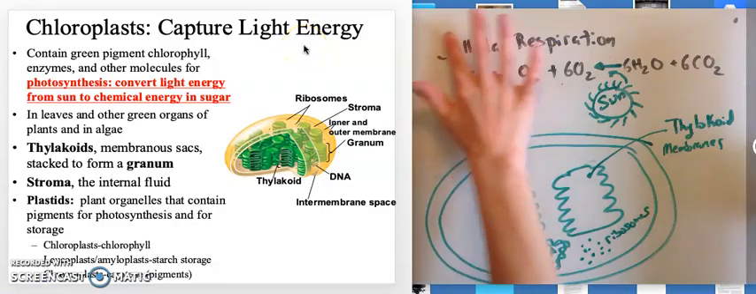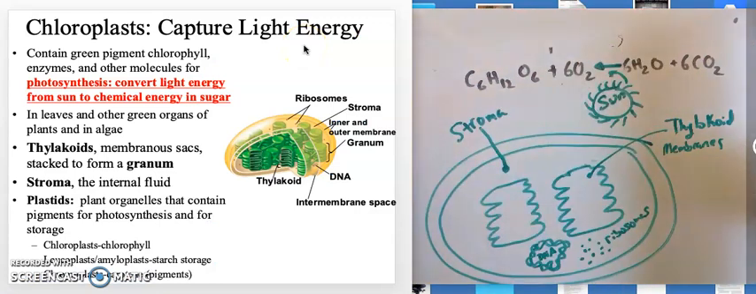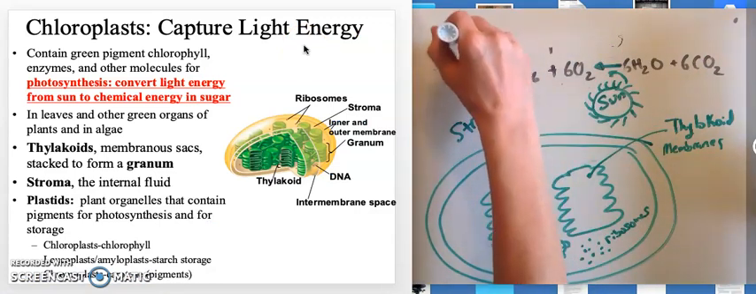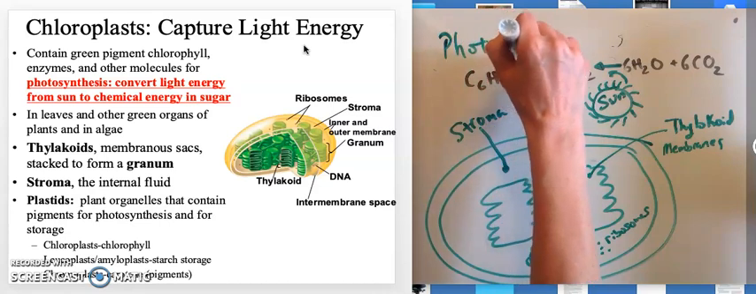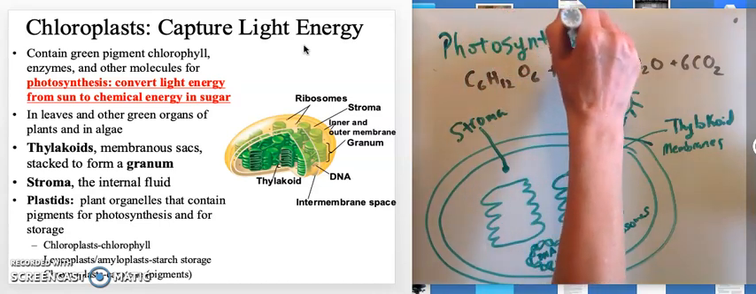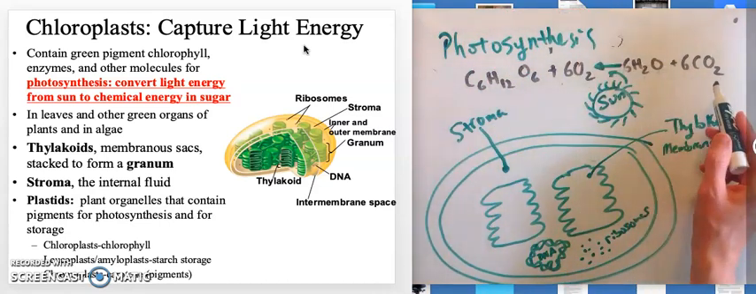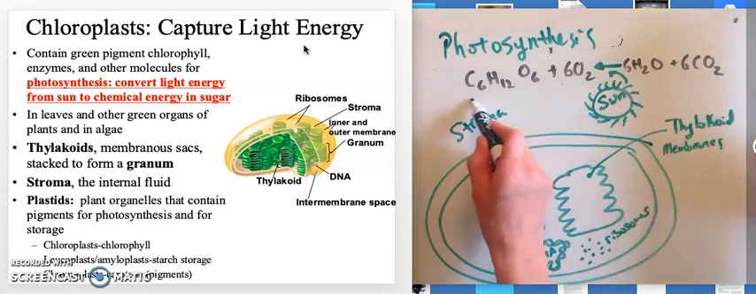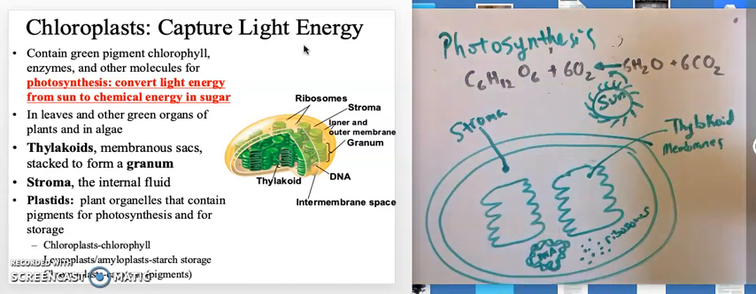Photosynthesis is actually the reverse reaction of cellular respiration. It's the exact same chemical reaction in reverse for the most part. You start with water and carbon dioxide, and using energy from the sun makes sugar molecules, and then oxygen is released as a waste product.